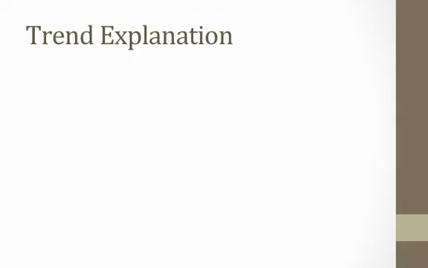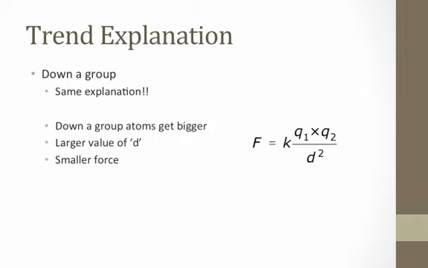So continuing and finishing our trend explanation here, down a group it's exactly the same explanation as we've already pointed out. Going down the periodic table, atoms get larger and larger, meaning the value of D in these situations is going to get larger and larger as well. As the value of D gets bigger, the value of F necessarily gets smaller, and we said that F is really equal to our electronegativity. So larger value of D means a smaller force, which ultimately means a smaller electronegativity.